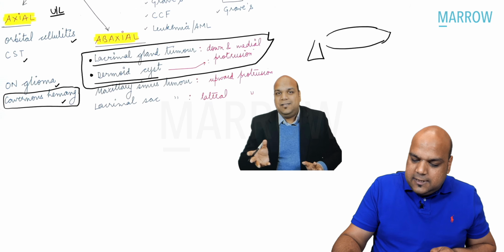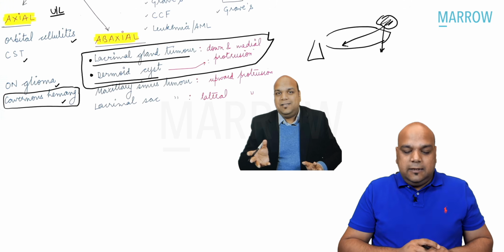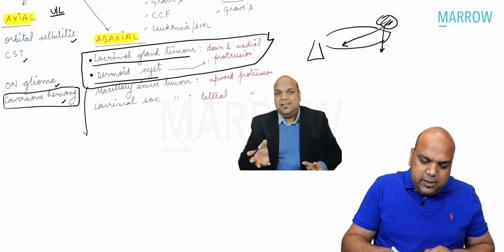If this is my eye, this is my nose. If this is the mass, where will it push? It will push down and it will push in. That means lacrimal gland tumor and dermoid cyst both are present superotemporal.